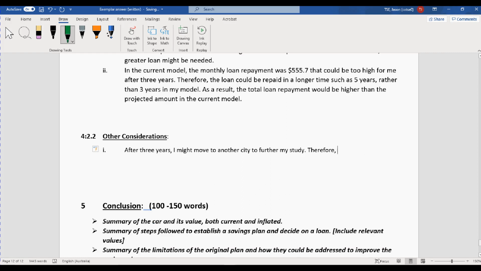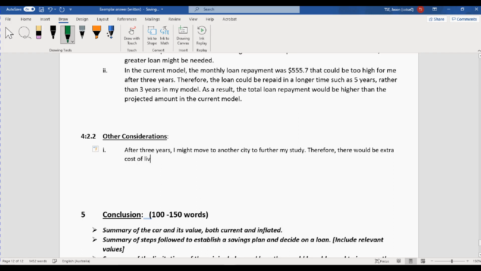Therefore, there is an extra cost of living, such as accommodation cost. Right, so that's extra cost of living. Right now you live with your family, and then you move out, you have to pay for your own academic accommodation. Okay, so that's why you need to consider that.